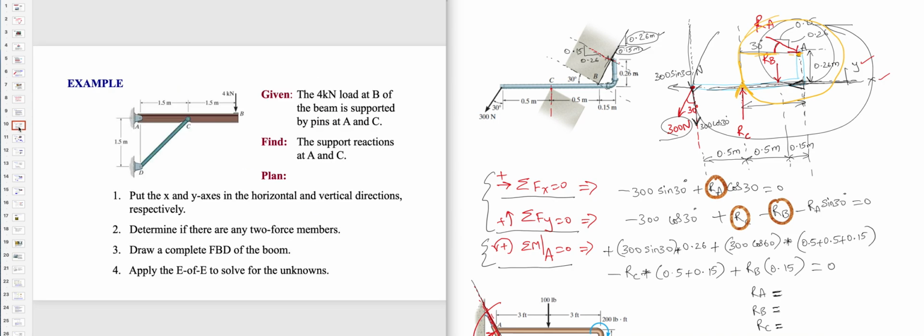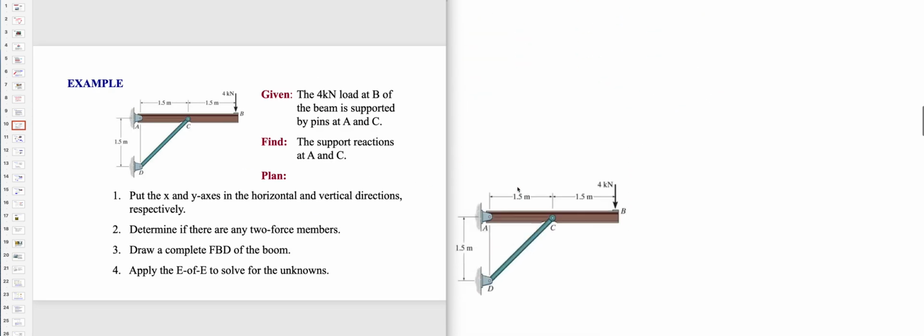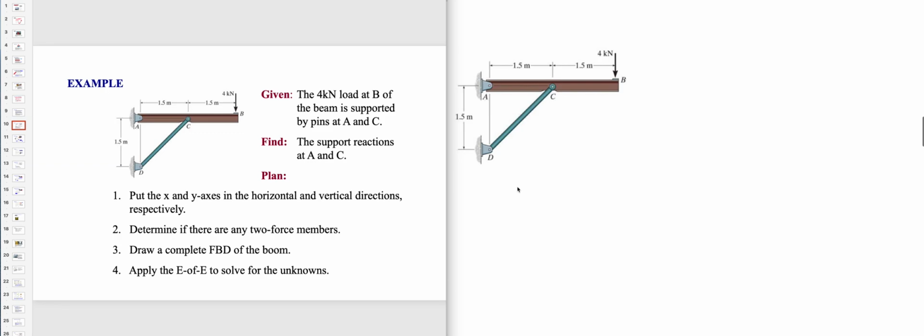So let's apply that for an example problem that is shown here. So number one, what should we do? We have to draw the XY axis. So there is a 4 kilonewton load acting at B. So the question is, find the support reactions at A and C. Find the support reactions at A, find the support reaction C.